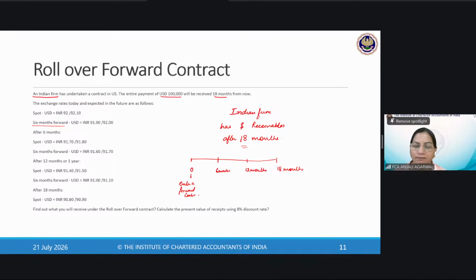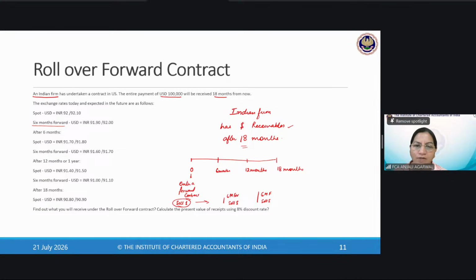As you have receivables, you will sell the dollars at this price, the forward contract which is available. After 6 months, you will again enter into a 6 months forward contract to sell dollars. And after 12 months, you will again enter into a 6 months forward contract to sell dollars. But that doesn't mean you enter into 3 contracts to sell the dollars which you will receive.